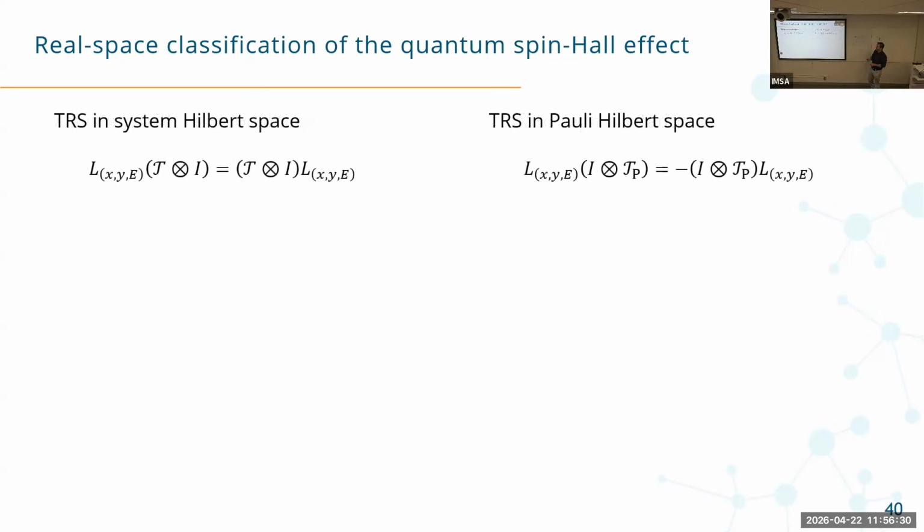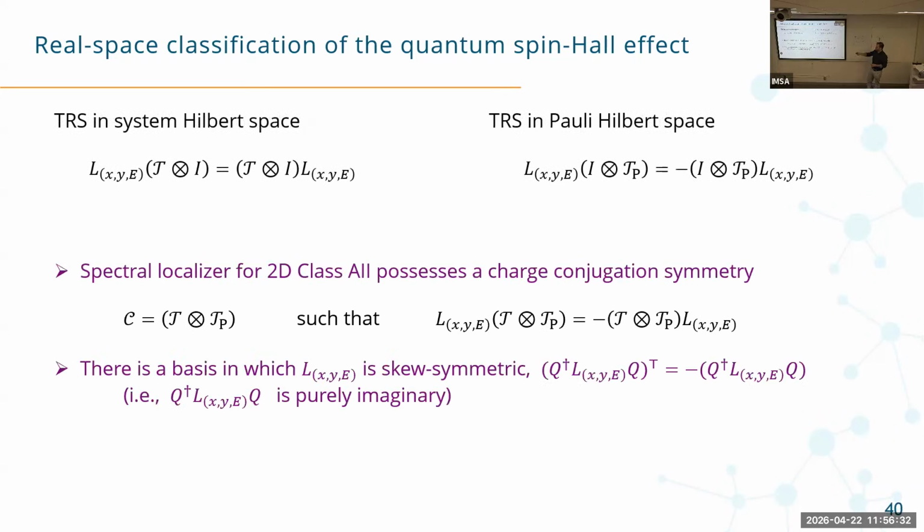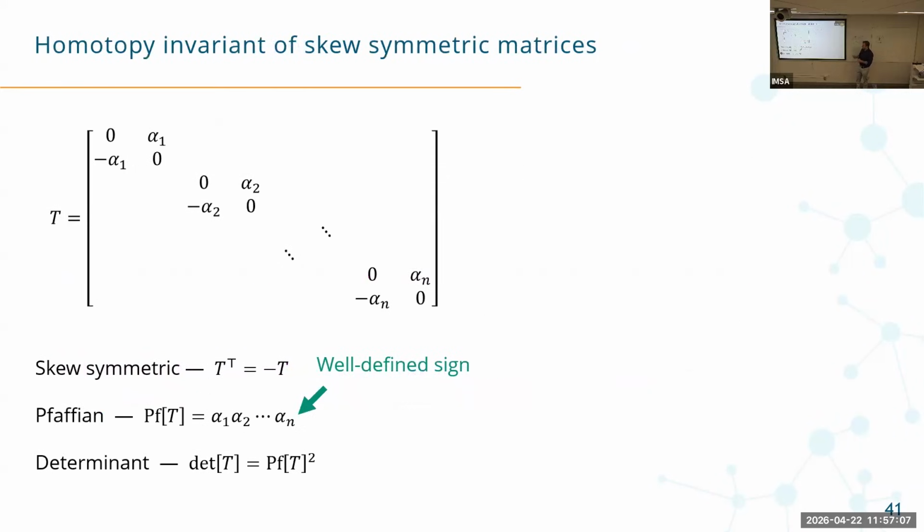What this means is that you can combine these two symmetries so that your 2D class A2 spectral localizer has a charge conjugation symmetry. If we have charge conjugation that's the product of both, the localizer will anti-commute with this, which means that there's a basis in which L can be both Hermitian and skew symmetric. So its transpose, where Q is this unitary basis rotation, will be equal to its minus. Because it's Hermitian and skew, it's purely imaginary in this basis.